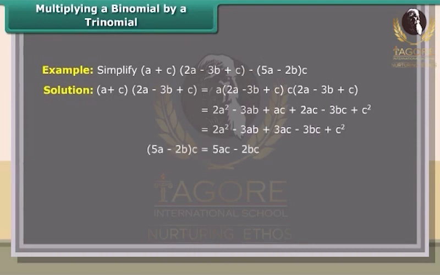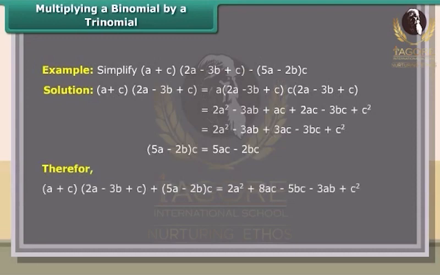(5a minus 2b) into c is equal to 5ac minus 2bc. Therefore, (a plus c) into (2a minus 3b plus c) plus (5a minus 2b) into c is equal to 2a square plus 8ac minus 5bc minus 3ab plus c square.